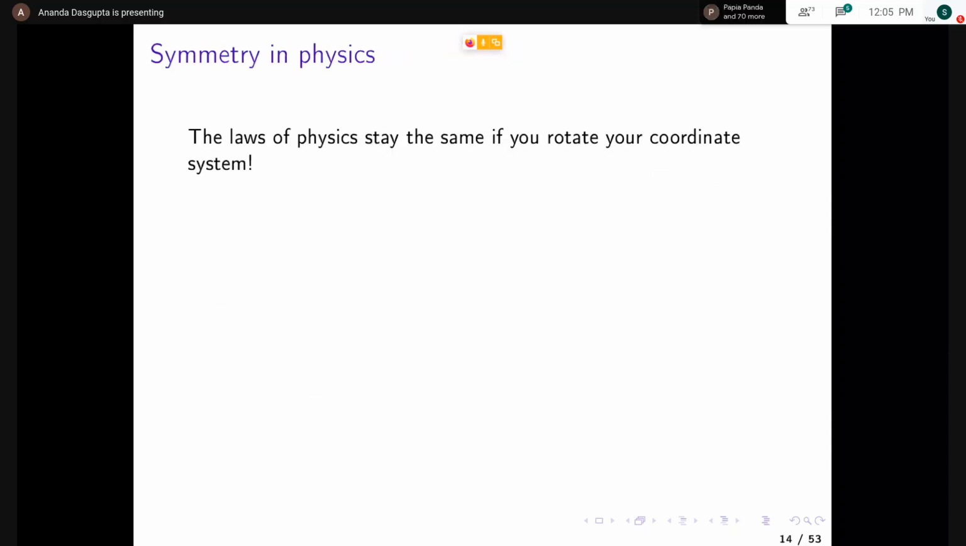So this is where symmetry comes in. The point is, the laws of physics are invariant under many things. For example, if you rotate your coordinate system, the laws of physics stay the same.